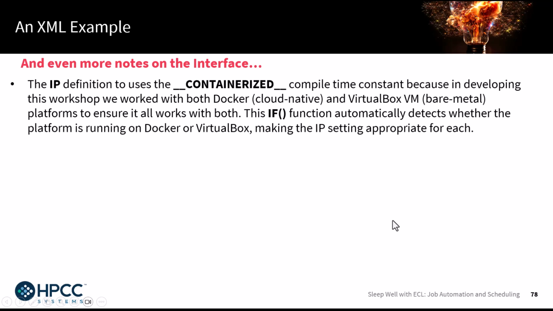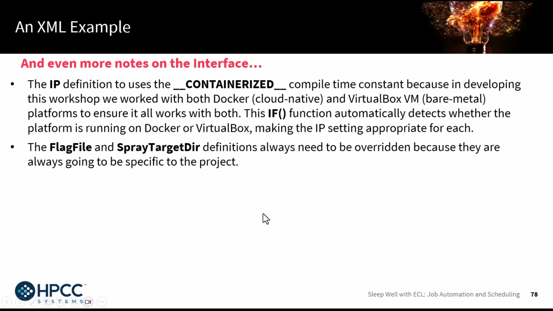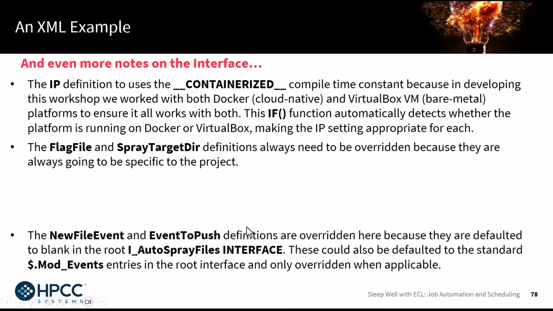Also, you notice if you take a look at that interface, we also use the containerized compile time constant, because while we were developing this workshop, we also tested on both Docker and VirtualBox bare metal to ensure it works with both. The if function automatically detects whether the platform is running on Docker or VirtualBox, making the IP setting appropriate for each. And the flag file and spray target definitions always need to be overridden because they're always going to be specific to your project.